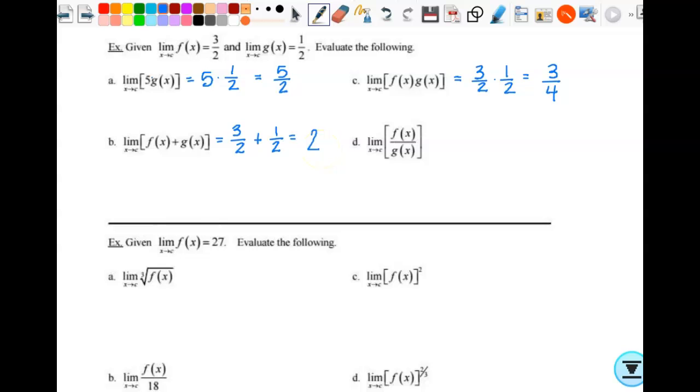All right, everybody with me so far? All right, does the limit of f of x exist? Yes. Does the limit of g of x exist? Yes. Is the limit of g of x 0? No. So then I can just divide them, and this is going to give me 3/2 divided by 1/2. What does that give you? 3. Any questions at this point? Okay, so there were new rules, but they were pretty basic.